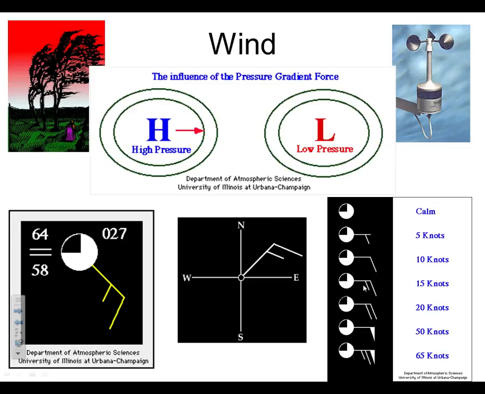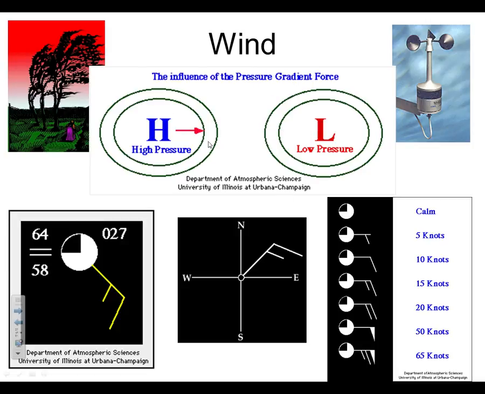Today we are talking about wind. Wind, in general, is just movement of air from high pressure areas to low pressure areas. So pretty simple definition. Wind is just the movement of air from high pressure areas to low pressure areas.